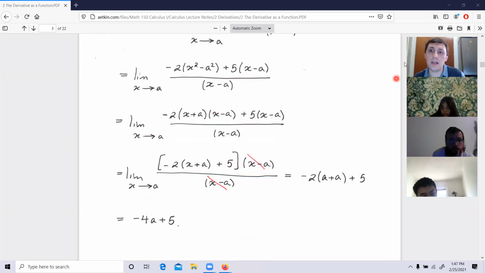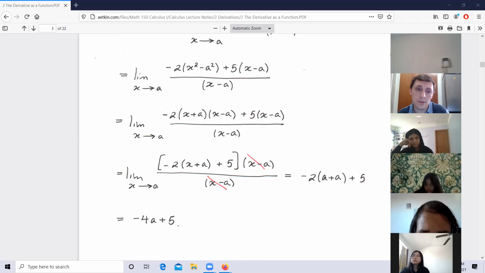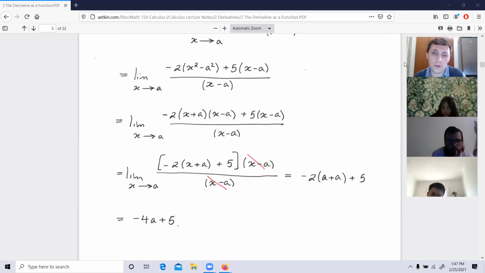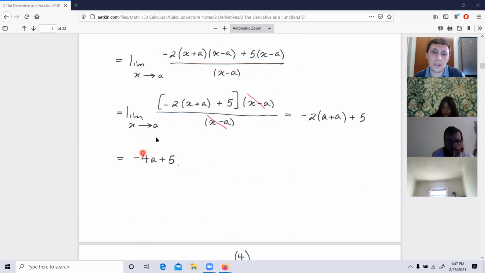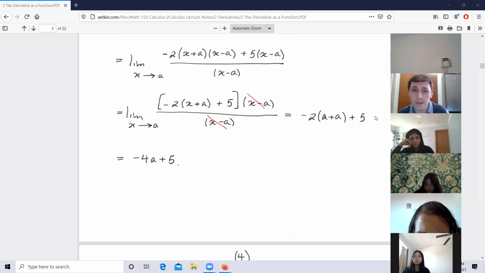Right, guys, here, I mean, how do you train? You just have to practice. Yeah, you have to be good at that basic step, right? And then I push the limit as x goes to a. So what happens? Here we have x, it's becoming a. So it's minus 2 times a plus a, which is minus 4a, plus 5. Minus 4a plus 5 is the right result. And we're done.